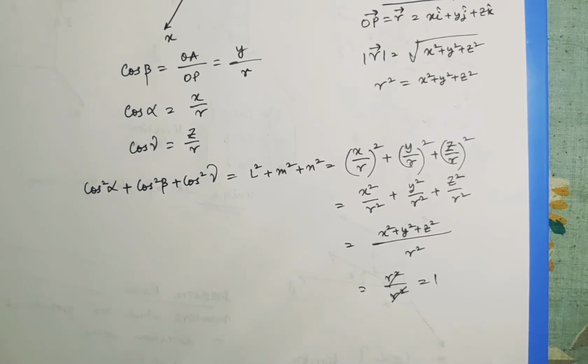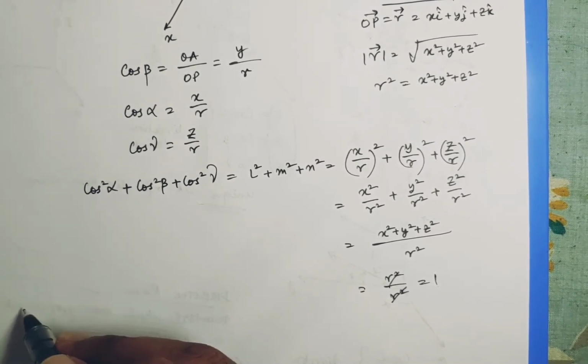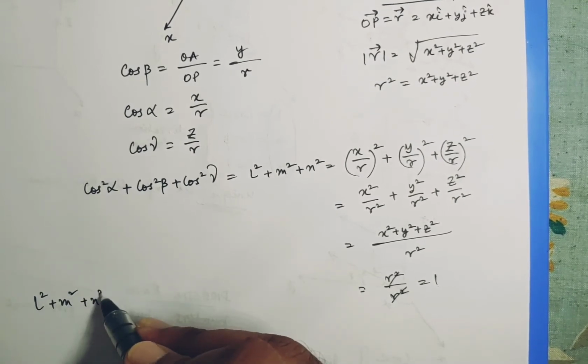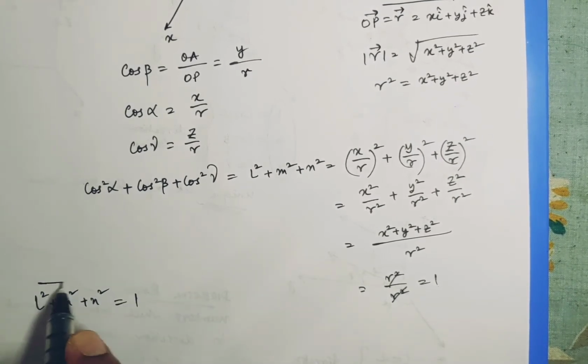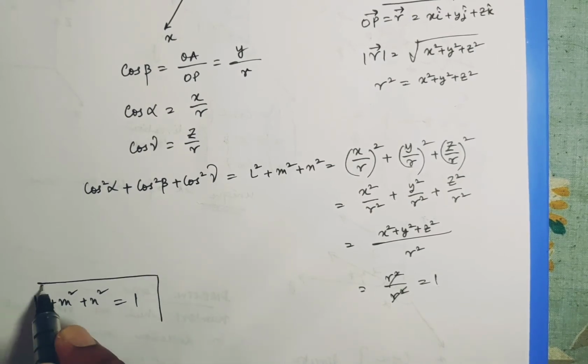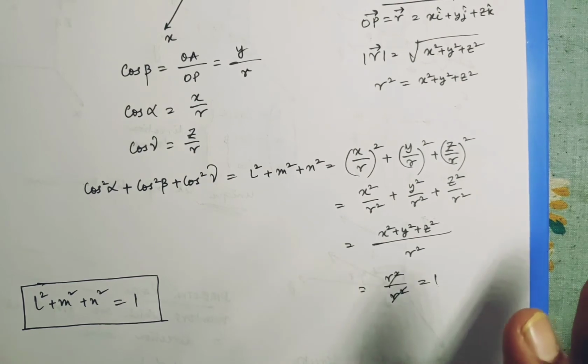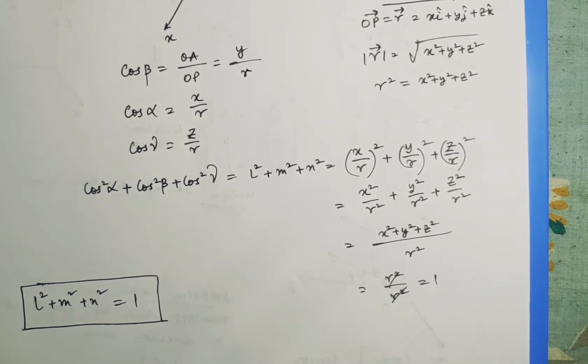So the relation which we got is that l square plus m square plus n square is equal to 1. The sum of the squares of the direction cosines is always equal to 1. So this is the relation which we are talking about.